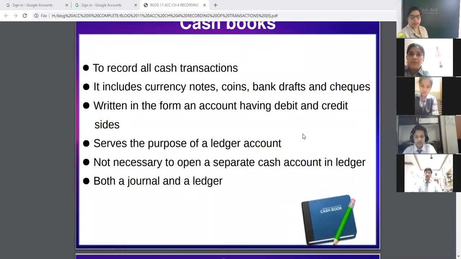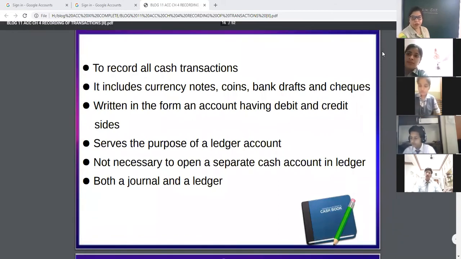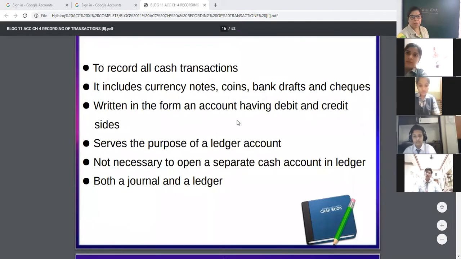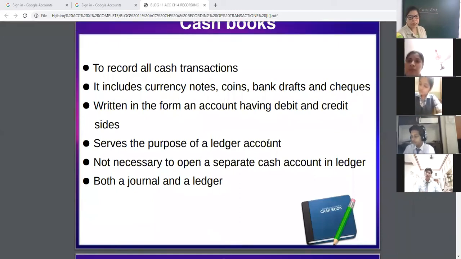Cash transactions means currency notes, coins, bank drafts, checks. And I explained in the previous class, there are two types of checks. This is in the form of an account having one side debit, another side credit. It serves the purpose of a ledger account. And when we open a cash book, it is not necessary to open a separate cash account in the ledger. It works as a journal as well as a ledger.